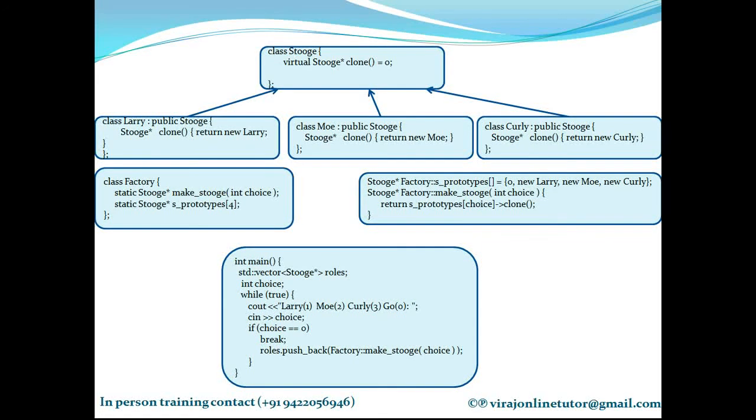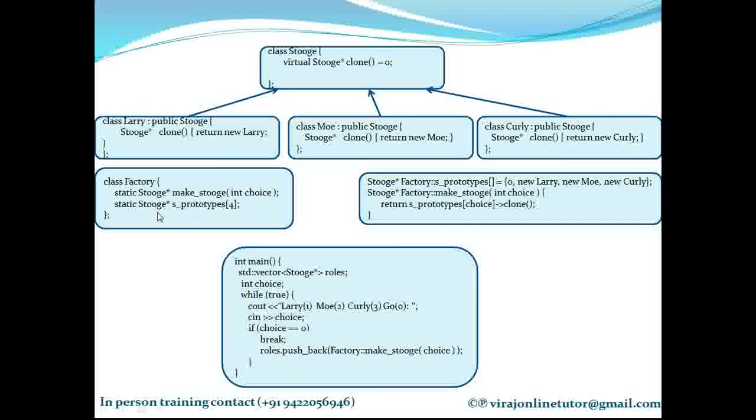Clear? So I'll just explain it again. In this prototype pattern, I have an abstract prototype class here called STOJ. And then I have the concrete prototype classes here. So class Larry is concrete prototype 1, class Mo is concrete prototype 2, class Curly is concrete prototype 3. The key point to remember in the prototype design pattern is the clone API. Clone returns a copy of itself. So this clone returns Larry, this clone returns Mo, this clone returns Curly, because it is returning a copy of itself.